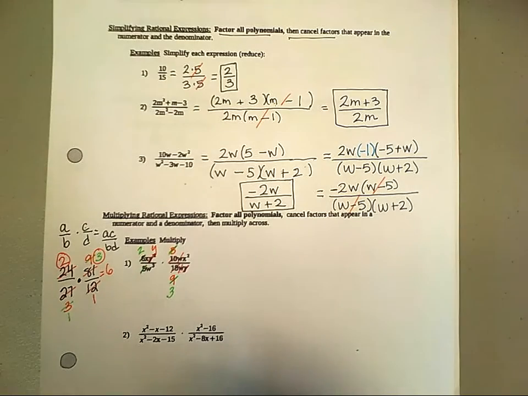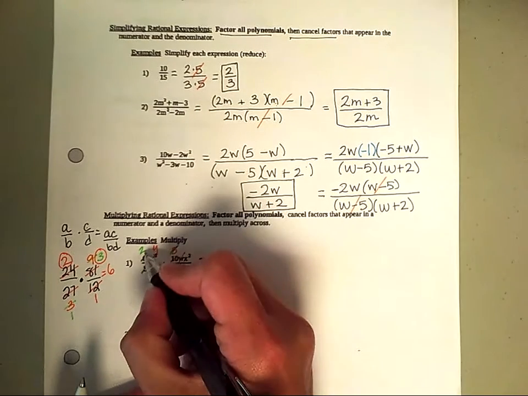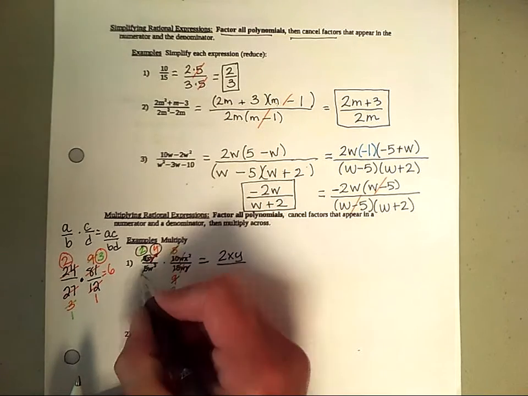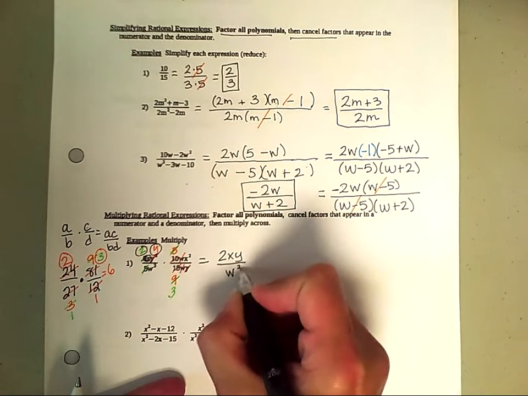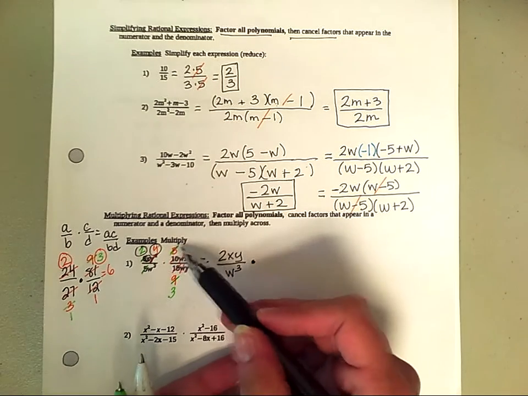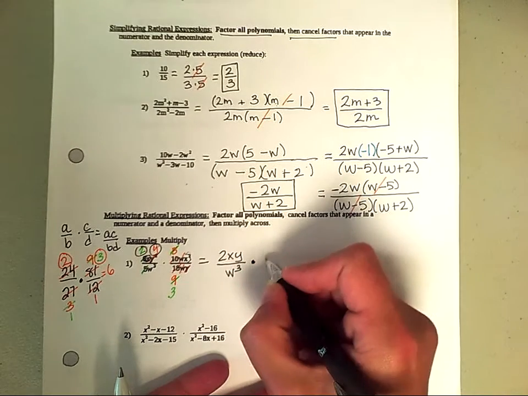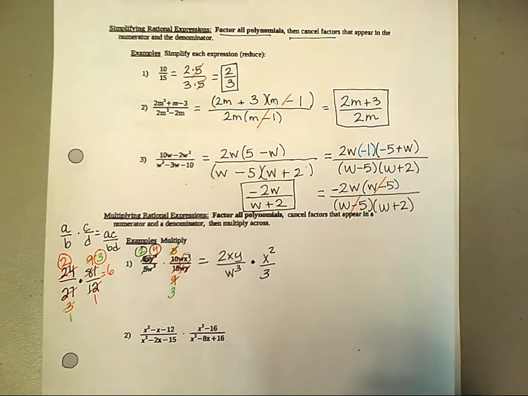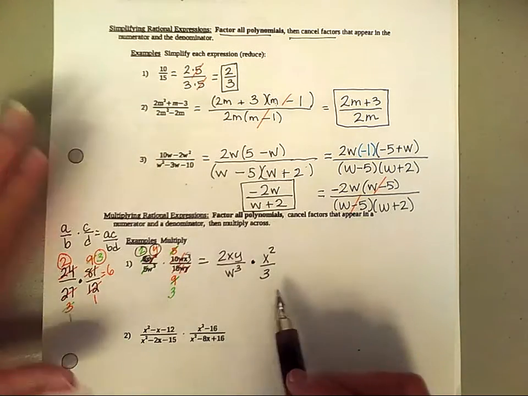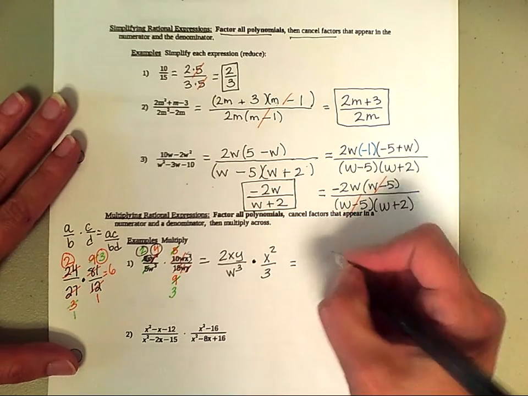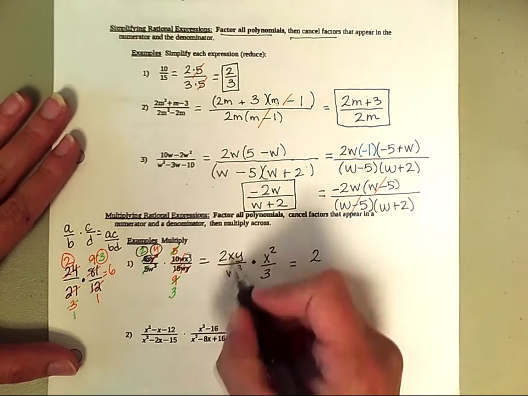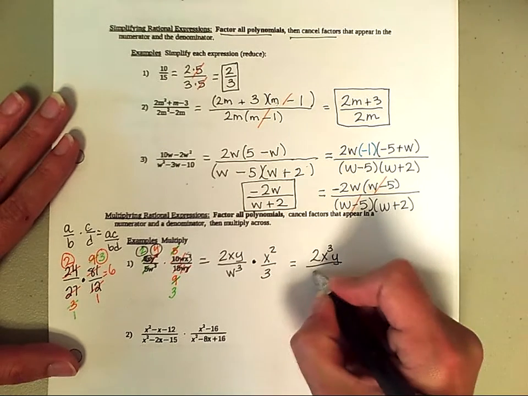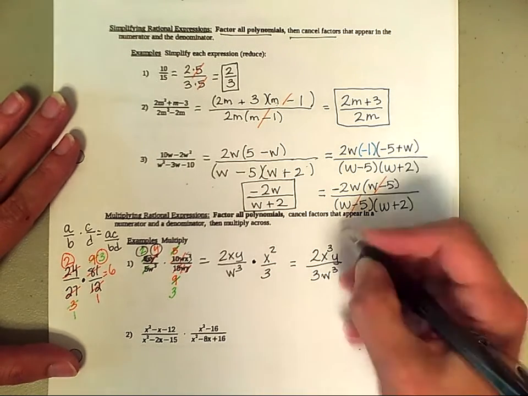And then I think that is all the canceling we can do, so let's rewrite what we have. We have the 2 here, an x here, and a y, so 2xy over w cubed is left. And we're multiplying that by just x squared is left. And then in the new denominator, just the 3. And from here, it's easier to see that I have no common factors left. So now I can just multiply across to get 2x times x squared is x cubed, y, and 3 times w cubed is 3w cubed.